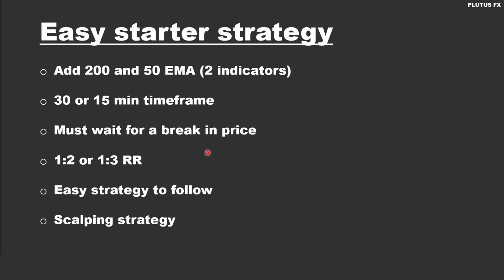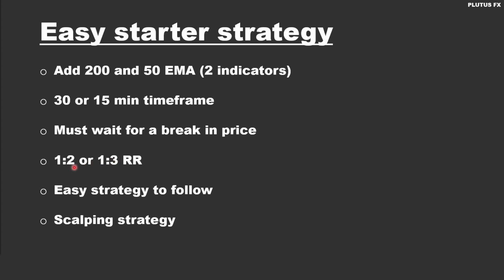So we need to wait for a break in the price. So it's kind of like a break and retest, and we're aiming for a 1 to 2 or a 1 to 3 risk reward ratio. Now, risk reward is really important. If you don't know what risk reward is, you're basically risking one to make two back. So let's say we risk £20 or $20 and we're going to make £40 or $40 back. Same here, we risk 20, we're going to make 60.